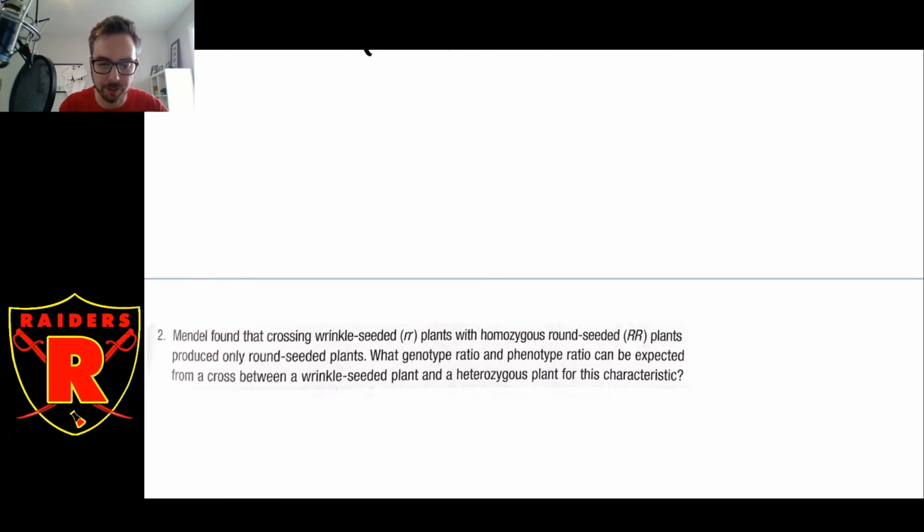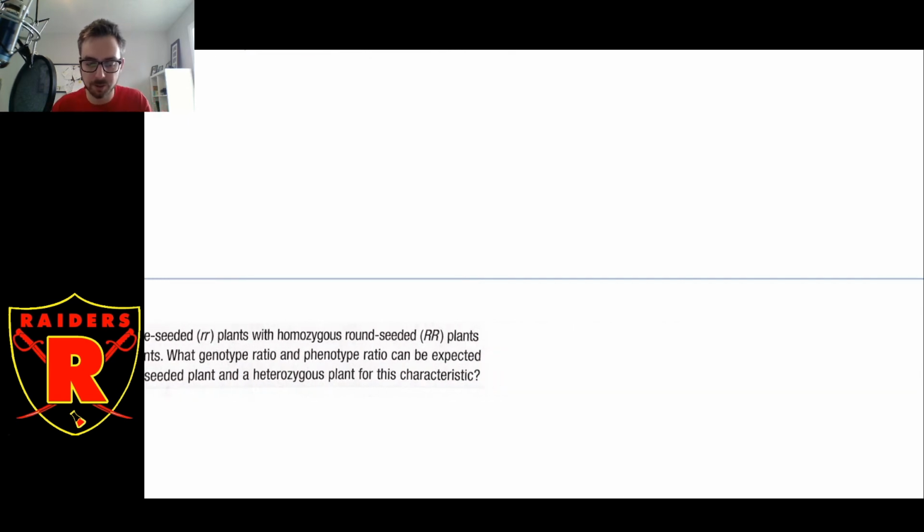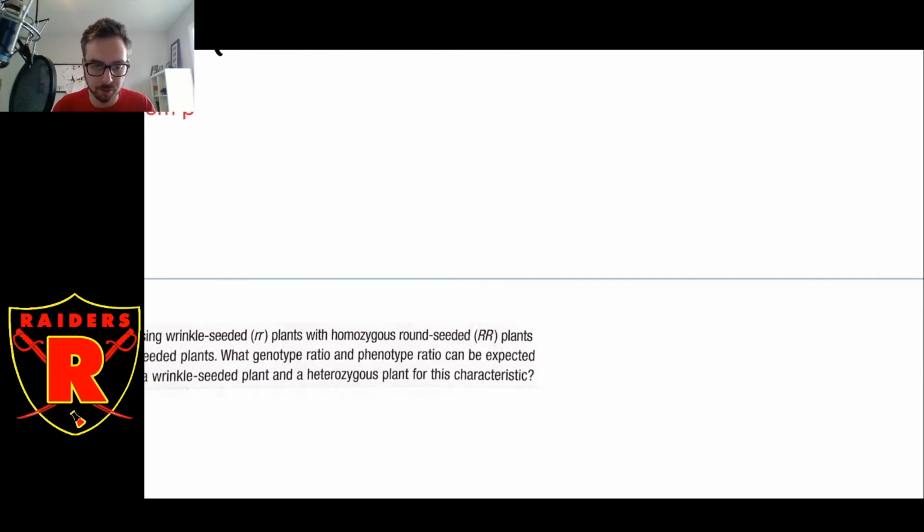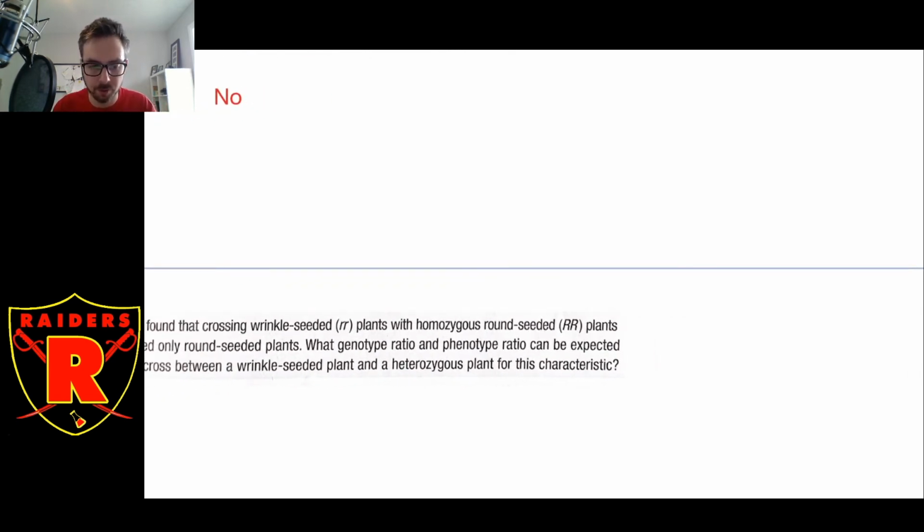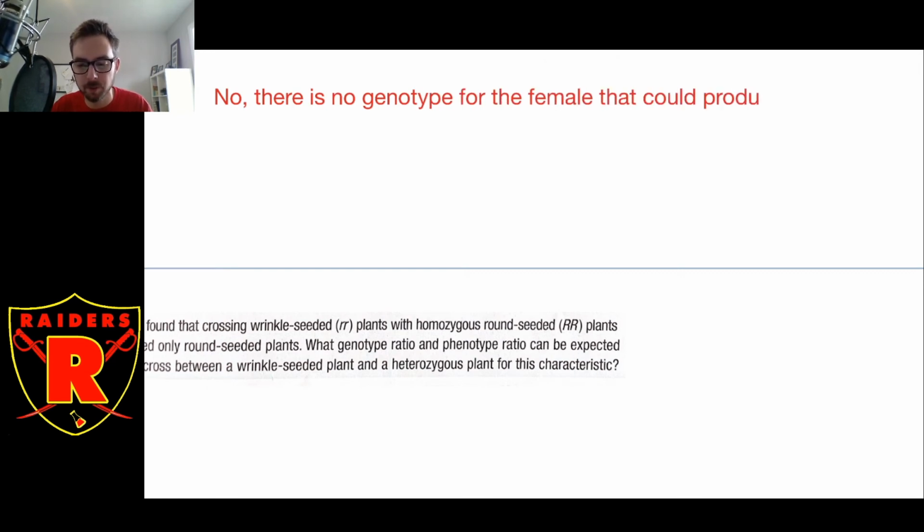So I'm going to write that in here too. There is no genotype for the female that could only produce short whiskered offspring.